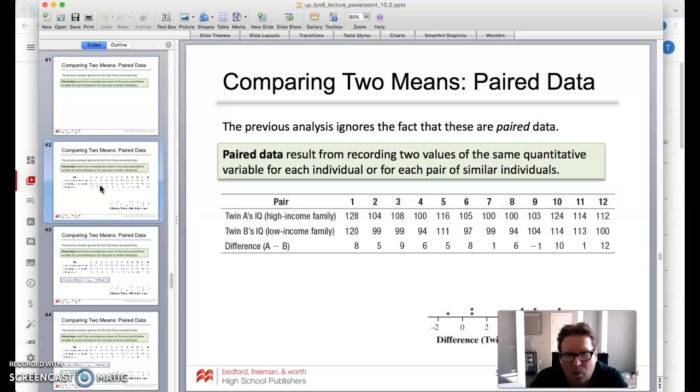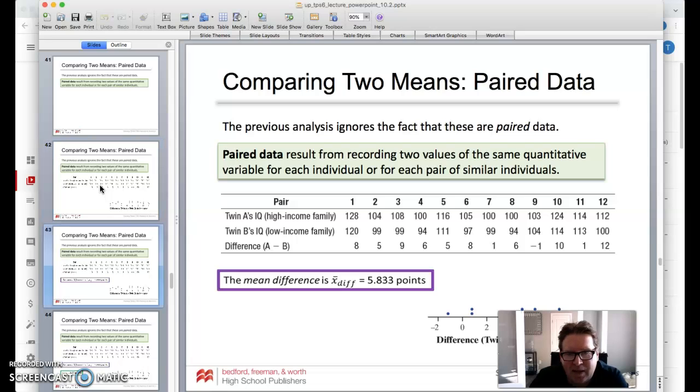So what we might do is find the difference between each of the paired twins. We're going to go A minus B, and in all but one, we see A is more. We can plot out those differences. Now, the mean difference would be 5.833, if we just found the average of those differences. The standard deviation of those differences is 3.93.